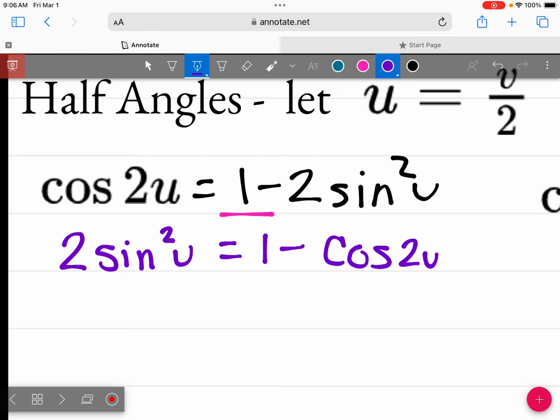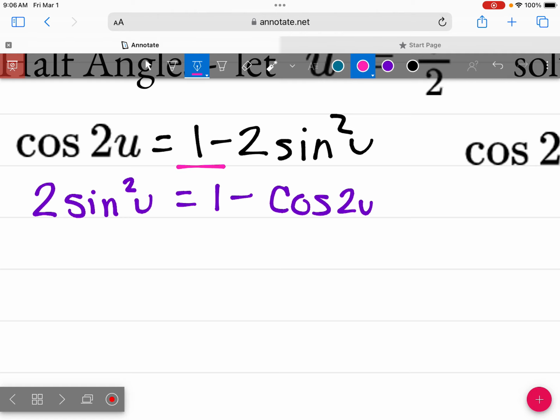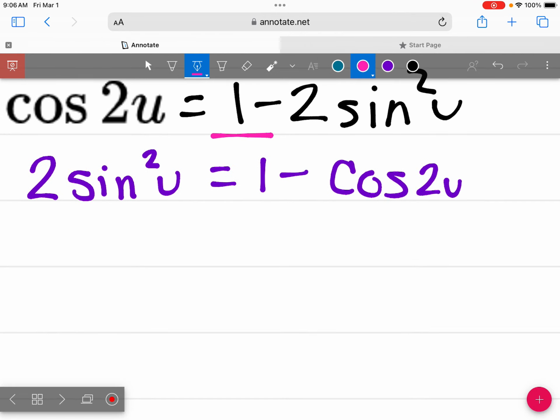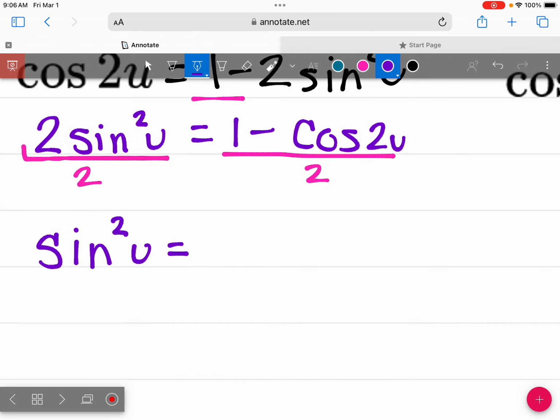Still trying to get sine by itself. I'll talk about what we're doing with the substitution here in just a second. We're going to divide both sides by 2 to get sine squared by itself. So we're going to have that sine squared of u equals 1 minus cosine 2u over 2.